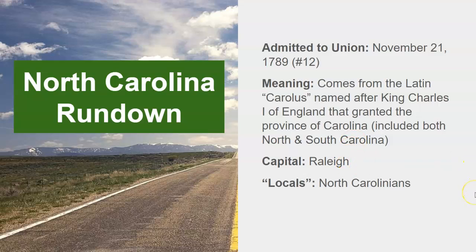Raleigh, which is the capital. That's also where, if you are a sports fan, the Carolina Hurricanes, which are a national hockey team, are home based. And then Charlotte, that's where the Carolina Panthers are based. And then locals are known as North Carolinians.